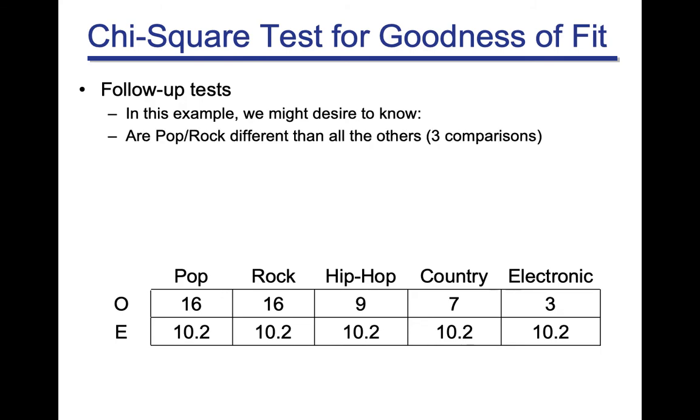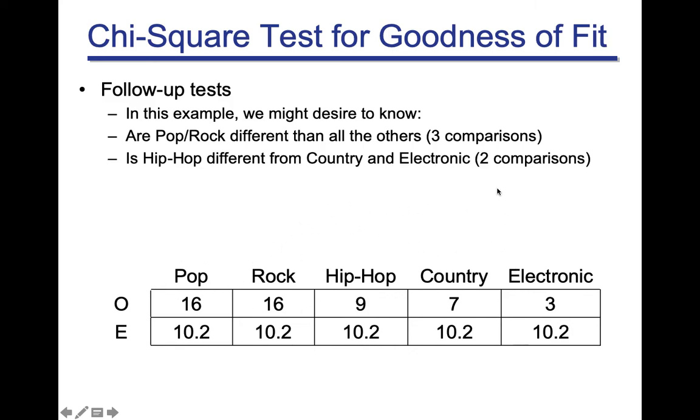So for instance, we might want to know, are rock and pop different than all of the others? Do more students prefer pop and rock versus the other 3 categories? So we could say, combined, do more people like pop and rock than hip hop? That'd be 1. Pop and rock combined versus country. Pop and rock combined versus electronic. So there are 3 comparisons there. These are just examples, by the way.